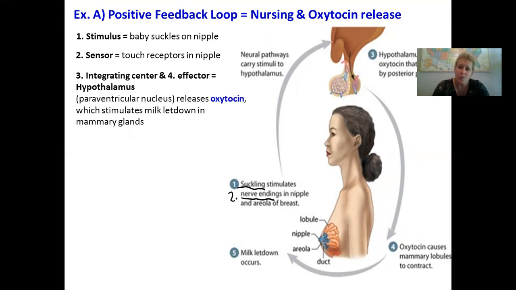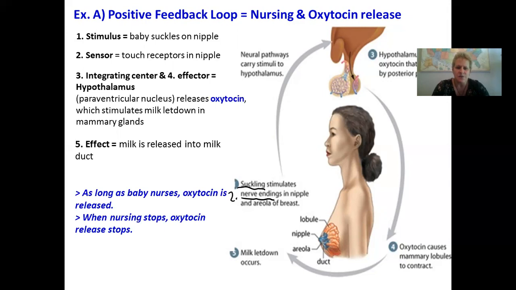You probably didn't know this, but in a mother that's nursing, she produces milk in mammary glands, but they won't release that milk to the nipple unless oxytocin is in the bloodstream. Oxytocin gives permission to the mammary glands to actually release the milk. Okay, so the end effect is milk is released from the milk ducts.